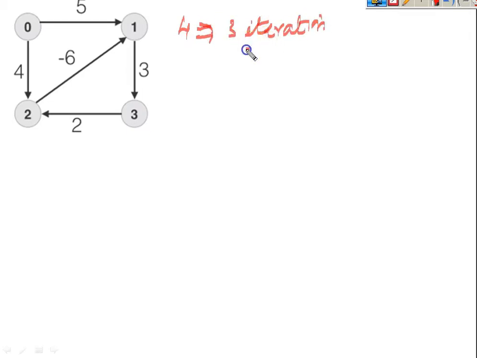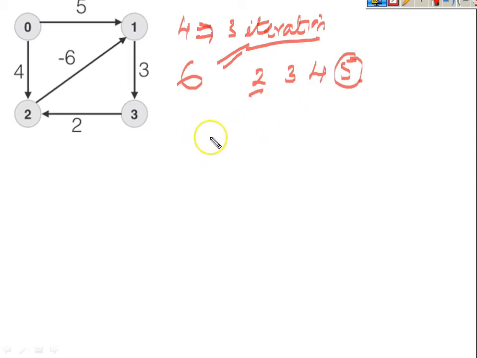So the maximum number of iterations will be 3. Now one thing we need to understand: this is the maximum iteration that is required. It doesn't mean that every time we need to do V minus 1 iterations. There may be a possibility that if you have, let's say, 6 vertices, you may get the answer in 2 iterations or 3 or 4 iterations. The maximum iterations required will be 5, but there is a possibility that you may get the answer in the second, third or fourth iteration.